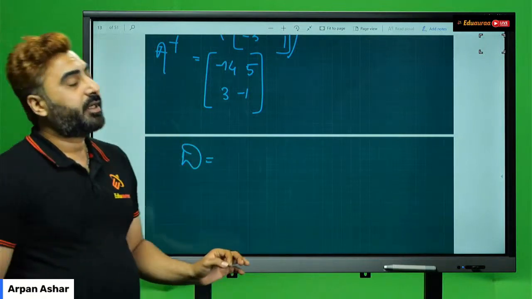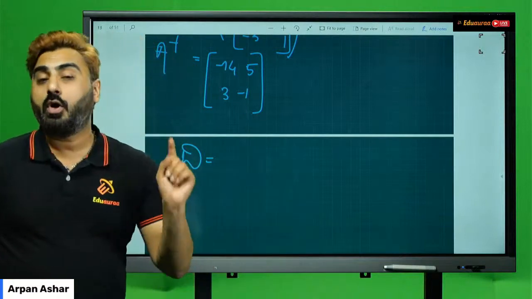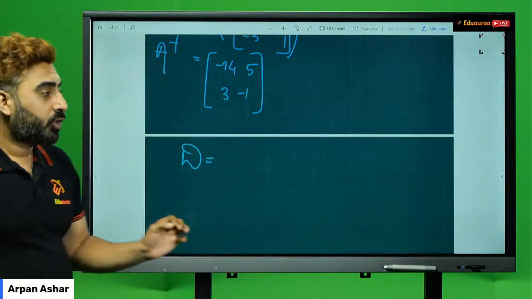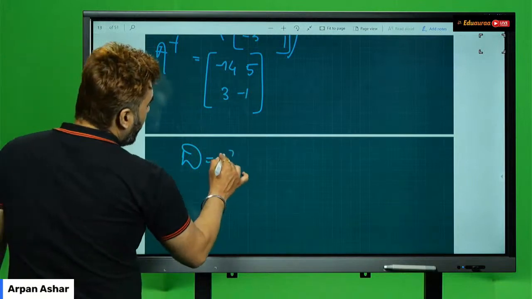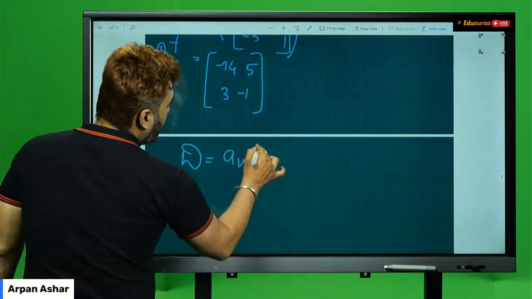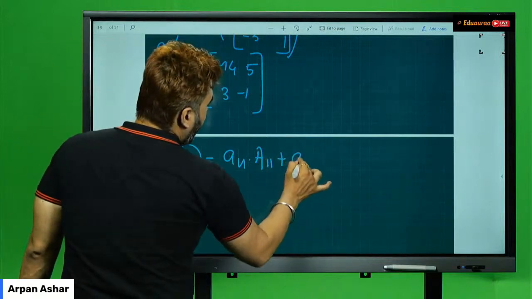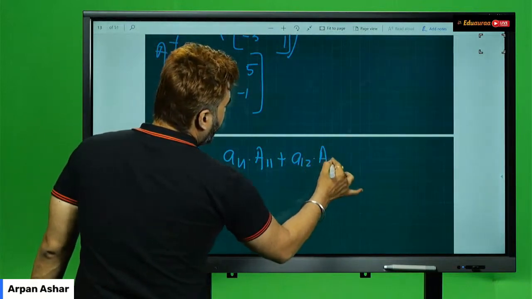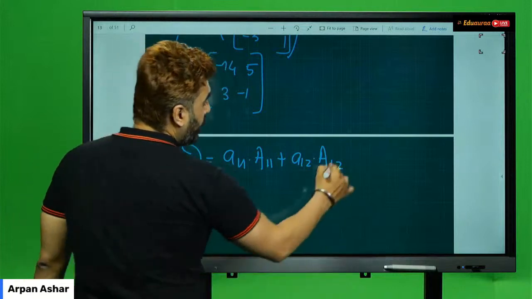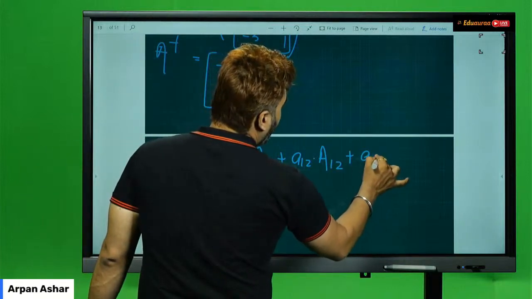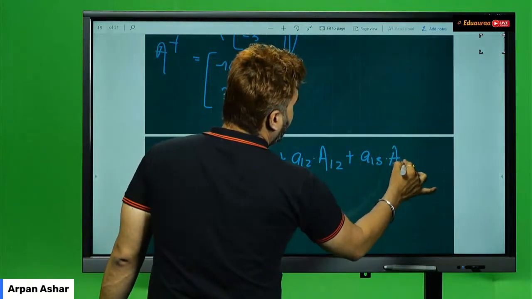Suppose if you are finding determinant value along first row, the formula says it is A11 into capital A11 plus A12 into capital A12 plus A13 into capital A13.